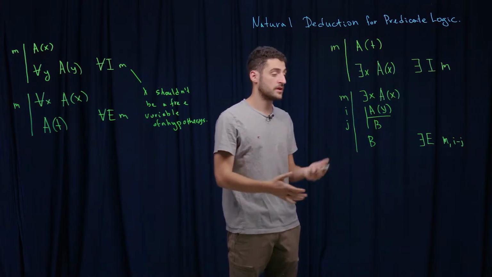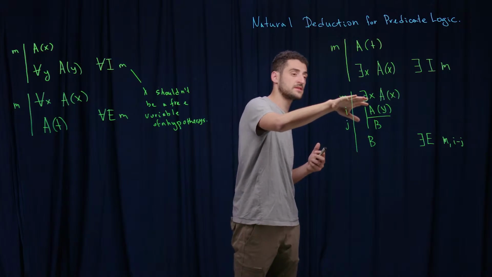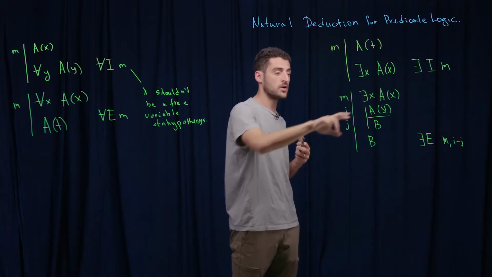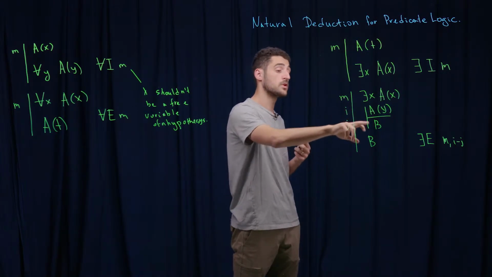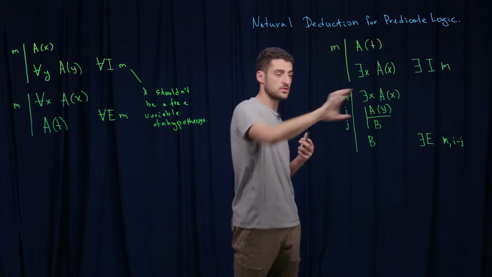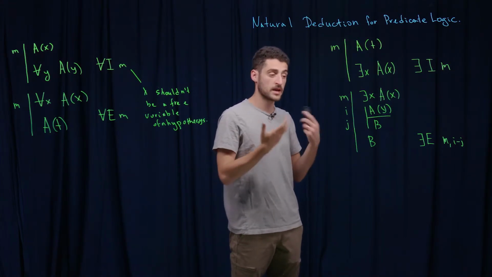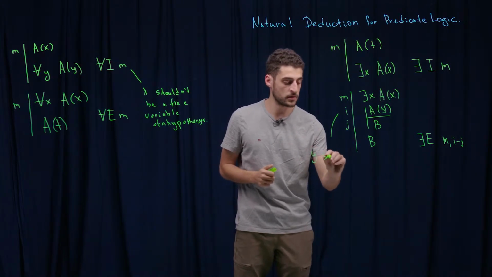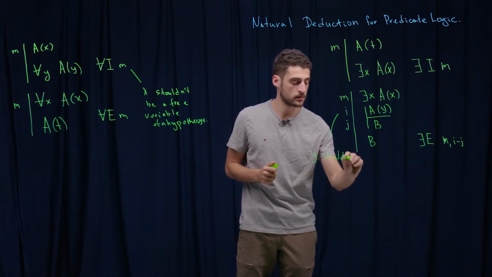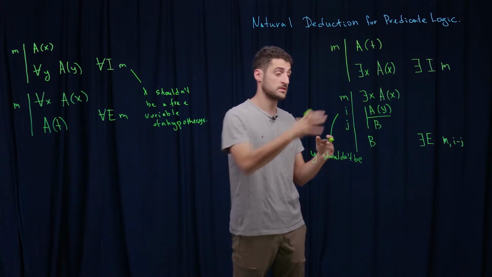And finally, the elimination of the existential quantifier is the following. You know that there exists x, A of x, and you also know that if you have A of y, where y is some variable, you can derive B. Then, using these 2, you can derive B. And there is again a small restriction: y shouldn't be a free variable of B or of any hypothesis open here.